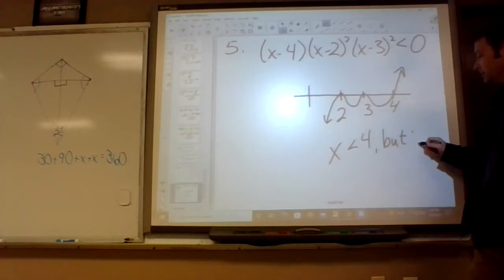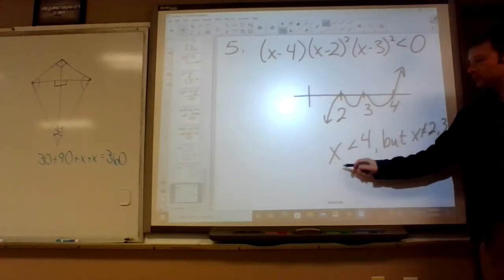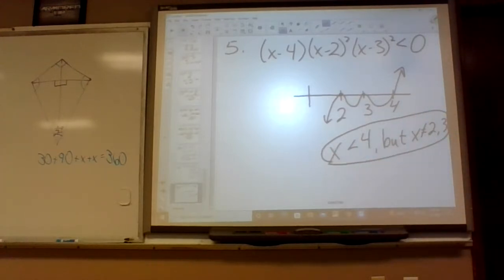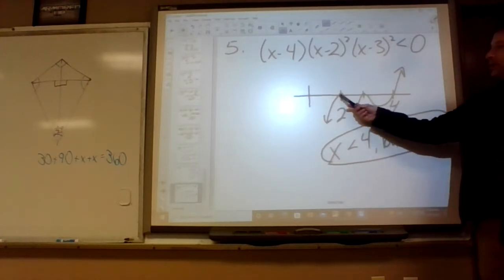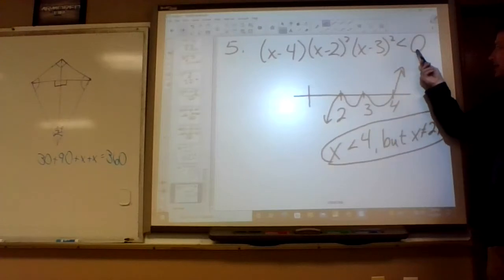but X cannot equal 2 or 3, and it needs to be X is not equal to 3 and 6. I don't get that answer. At 2 and 3, the function is equal to 0. Like this is 2, 0, this is 3, 0. So it's not less than 0 right there.